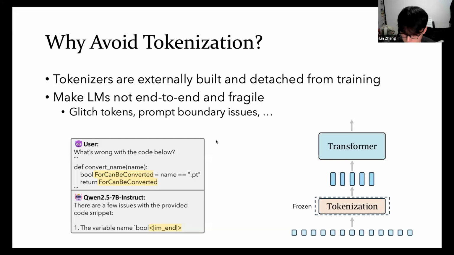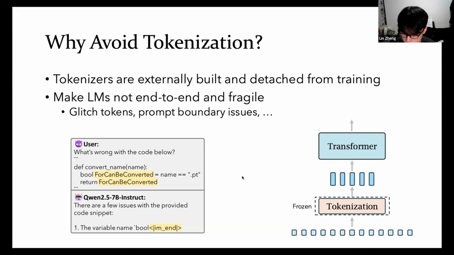This mixed model setup has some bad properties. It makes the model more fragile, leading to very subtle issues like glitch tokens, prompt boundary issues, etc. For example, if you include some very under-trained tokens from the training process into the prompt at inference time, then the model, here Qwen 2.5, just outputs nonsense and shows very weird generation behaviors. This is because the token highlighted in yellow here is very rarely trained during pre-training. As such, the model cannot recognize such a token and just terminates early.